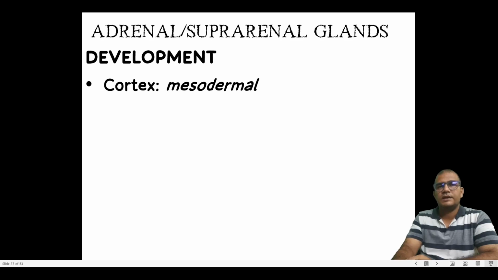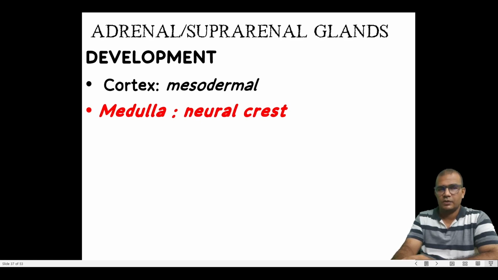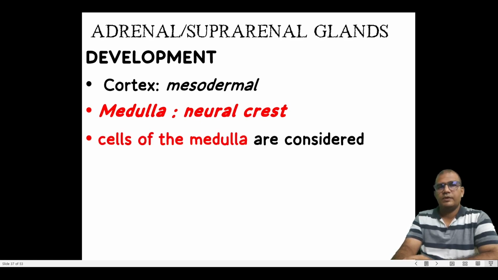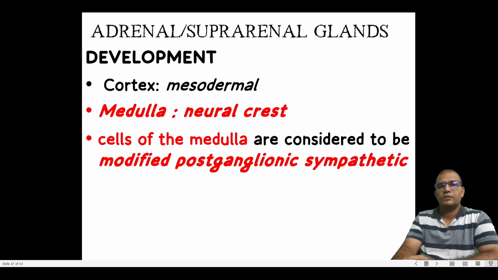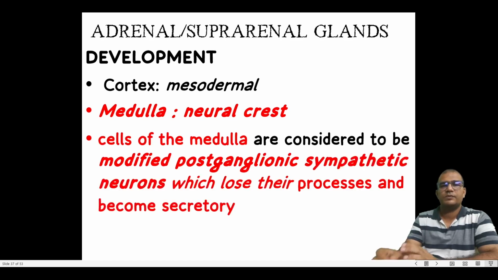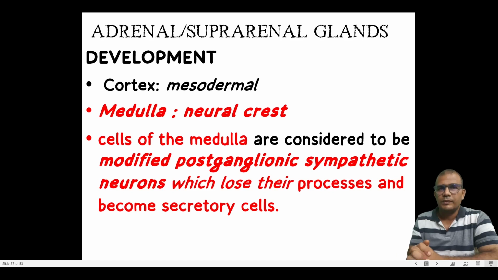The cortex is mesodermal in origin, whereas the medulla is of neural crest cell origin, that is ectodermal in origin. The cells of the medulla are considered to be modified postganglionic sympathetic neurons, which lose their processes and become secretory cells. So what are the cells of the medulla? The cells of the medulla are modified postganglionic sympathetic neurons.